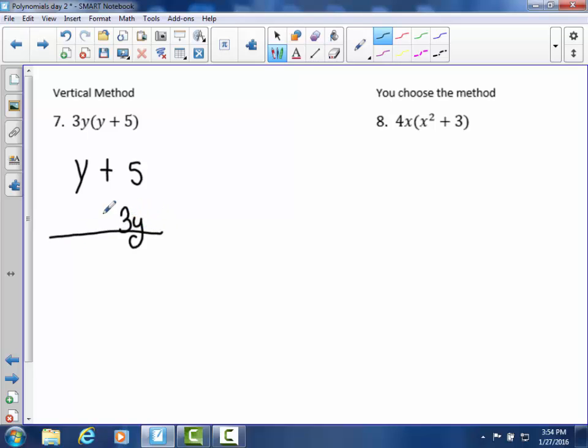So this says we're going to multiply 3y times 5. So we get 15y, because we just multiply the 3 times the 5. And then we have 3y times y. So 3, and there's no coefficient written, so that's going to be 3. And then y times y, well, they each have an exponent of 1, so 1 plus 1 is 2. So 3y squared plus 15y.